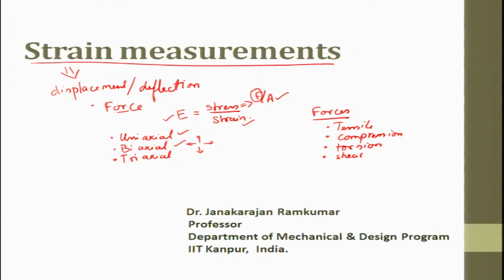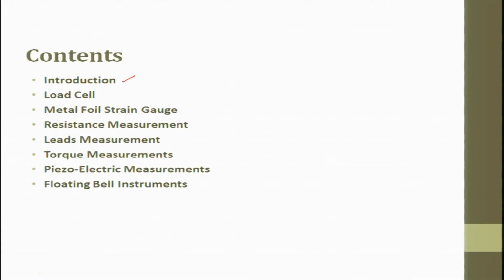temperature, strains, pressure also. So, in this course we are putting a little effort into giving you a glimpse of strain measurement. We will have the introduction to strain measurement, then the load cell, which is a very primitive piece of equipment used for measuring strains, then metal foil strain gauges, then strain resistance measurement, then LVDT measurement, then torsional measurement, piezoelectric measurement, and floating bell measurement. All these things are used for measuring strains.